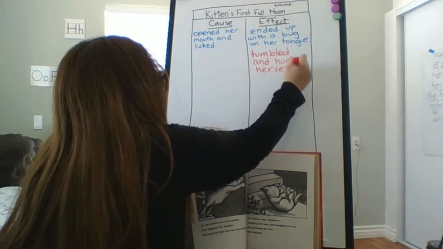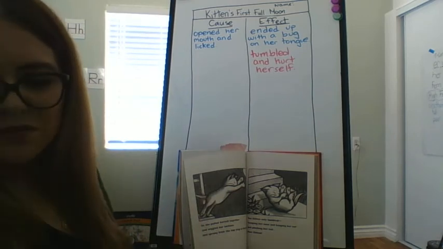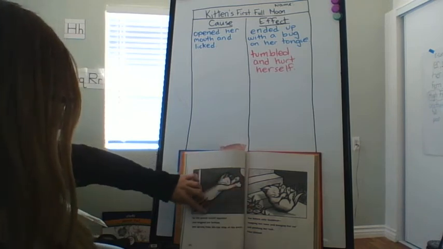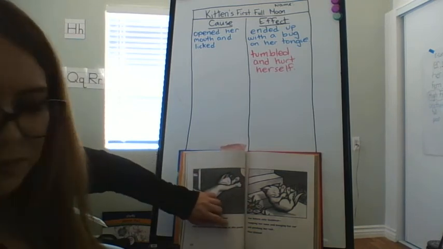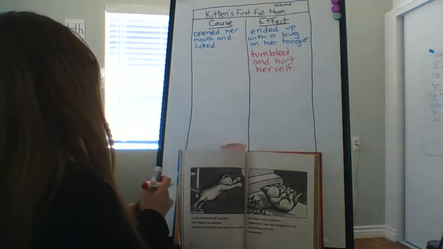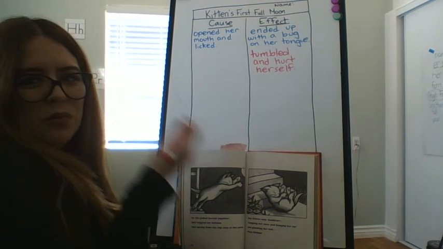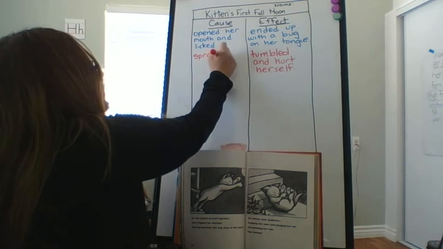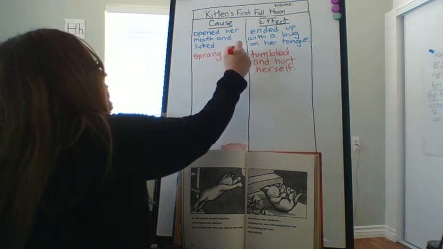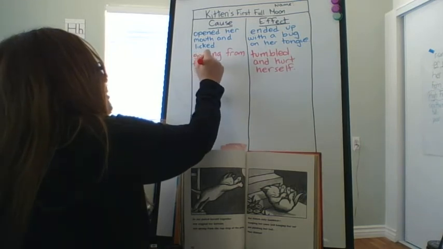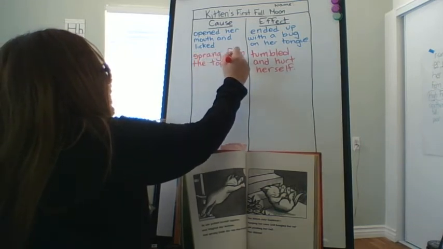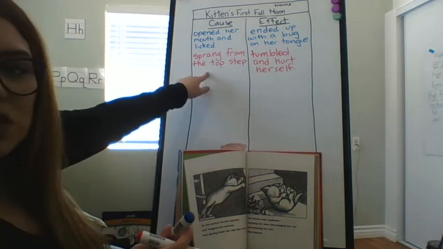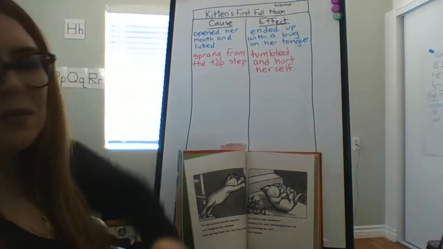Why did that happen? Why did that happen to her? What was the cause? What did she do that caused her to fall? She sprang from the top step of the porch. So she was going after the bowl, right? So she sprang. That means she jumped from the top step. So the cause is that she sprang or she jumped from the top step. The effect is that she tumbled and she hurt herself.